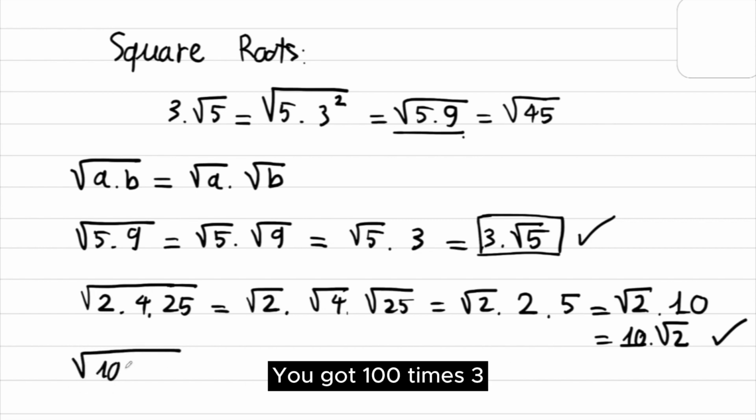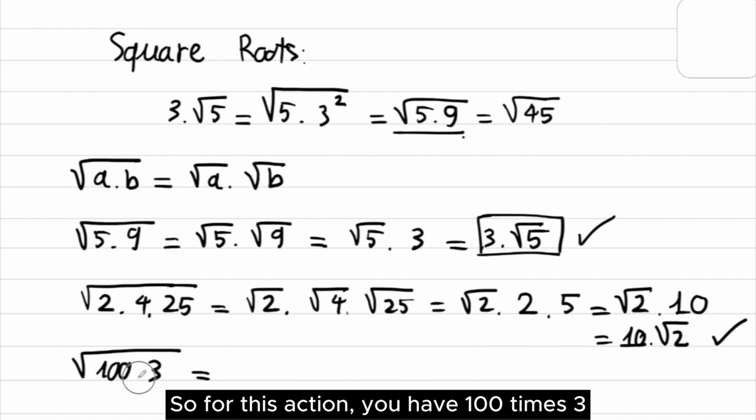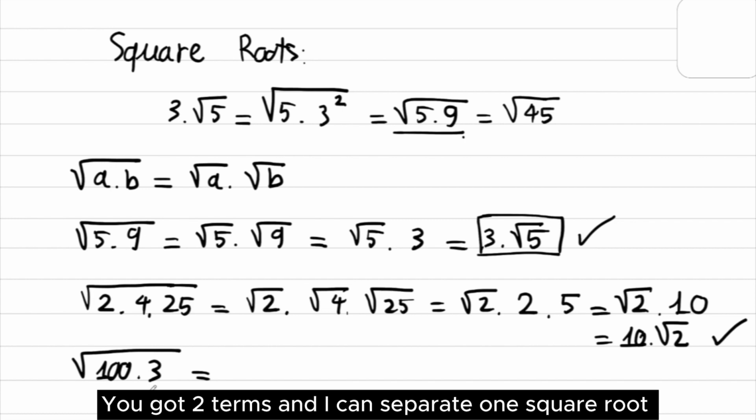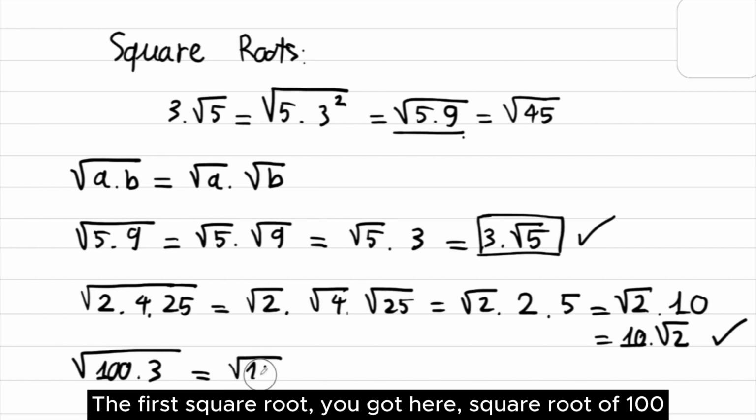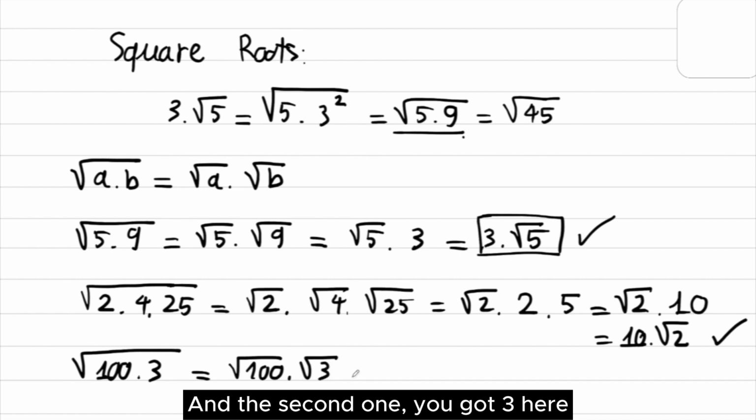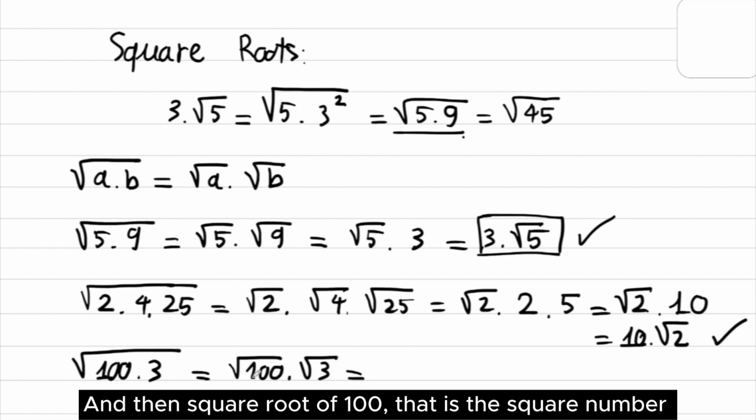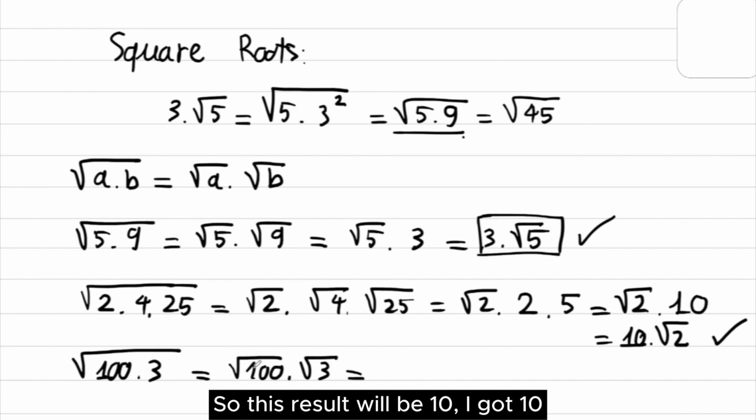You have 100 times 3. Okay, for this action you have 100 times 3, you have 2 terms, and I can separate 1 square root into 2 square roots. The first square root is the square root of 100, and the second one is the square root of 3 here, and then the square root of 100, that is a square number, so this result will be 10.